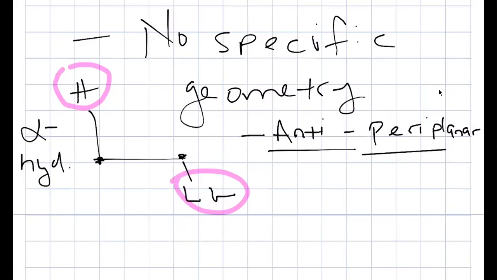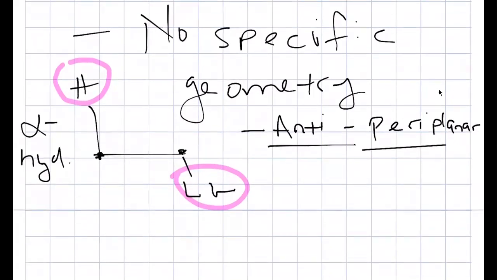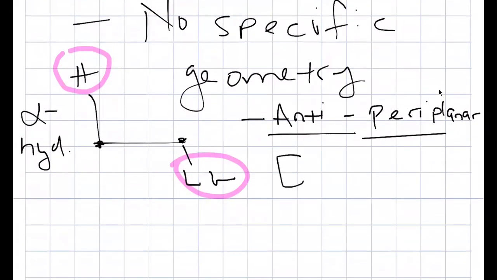So if the leaving group and the hydrogen on the carbon next door to it can't get into this conformation, then the elimination can't happen. So this is for E2. It has to be anti-periplanar. And for E1, it doesn't matter because it goes through a carbocation. So the geometry is not necessary. But for E2, you have to go through this specific type of geometry, this anti-periplanar conformation.